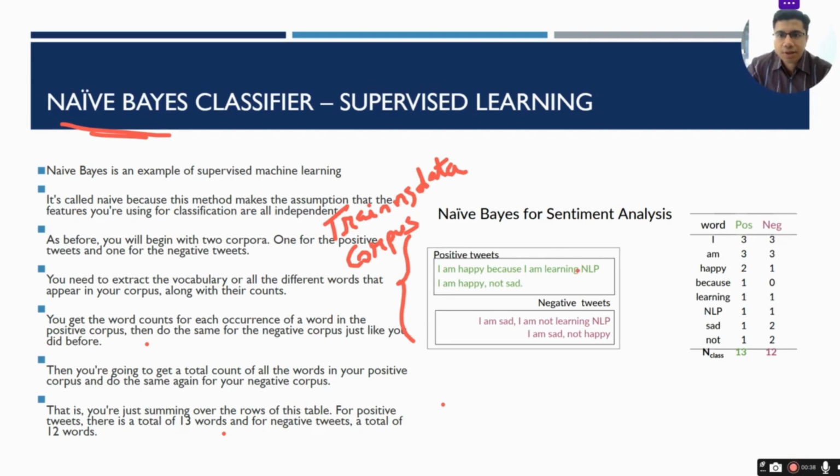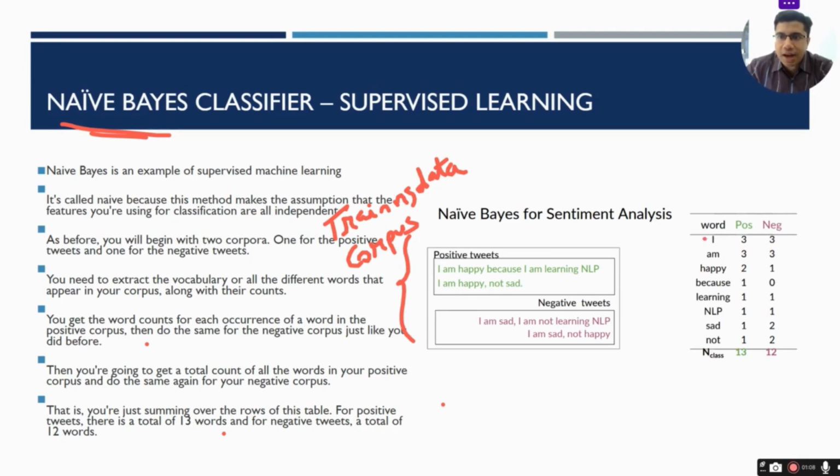I am happy because I am learning NLP. I am happy, not sad. And these two sentences. So two are positive, two are negative. Because this is the training data, that means it is labeled. So that is why I can say that these are positive and negative tweets. Now these are the words that are occurring. This is the number of times the word occurs in positive sentences and negative sentences.